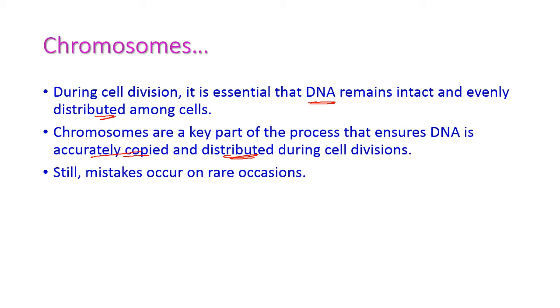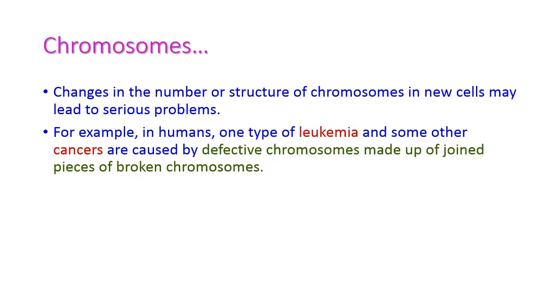Even though all these processes are happening in a correct manner, mistakes occur on rare occasions. Changes in the number and structure of chromosomes in new cells may lead to serious problems. For example, in humans, one type of leukemia and some other cancers are caused by defective chromosomes made up of joined pieces of broken chromosomes.